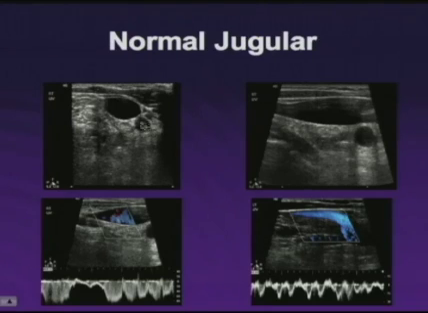Let's look at some images. This is the common carotid. This is the jugular vein in short axis. Here in long axis, we can see the jugular vein changes shape a little bit as we go from cephalad to caudad. It gets a little bit bigger. Again, asymmetry between the left and right jugular veins in terms of size is not unexpected.